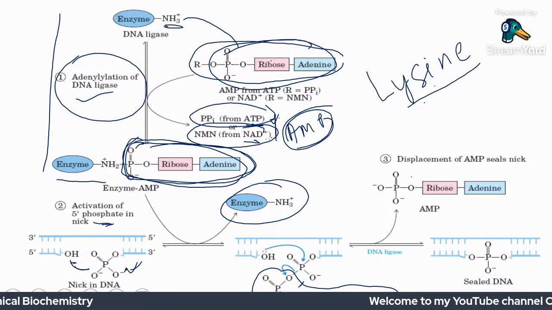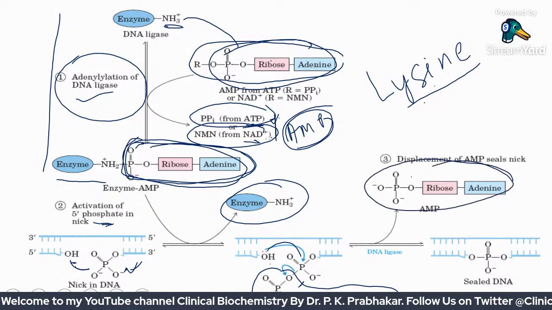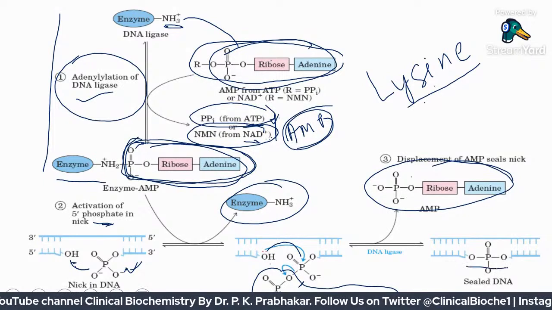And in the third step, the lone pair of OH attacks the phosphate, removes this AMP portion which came from the enzyme, and a bond is going to form.